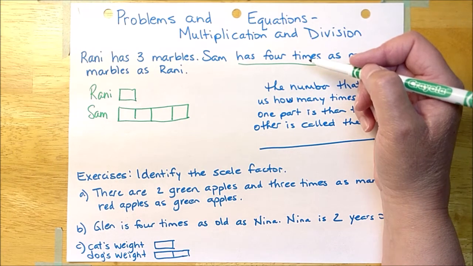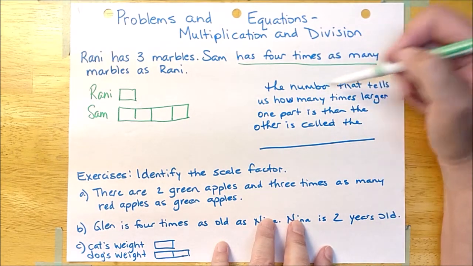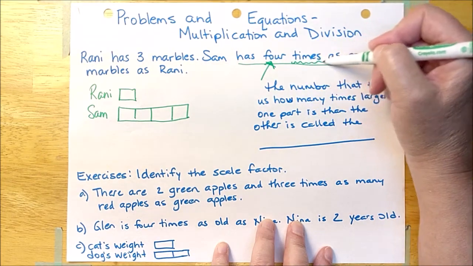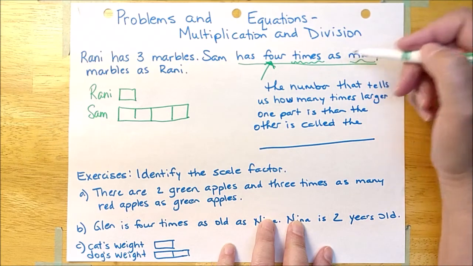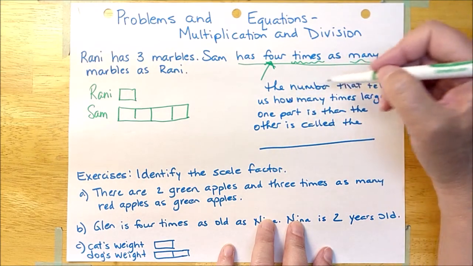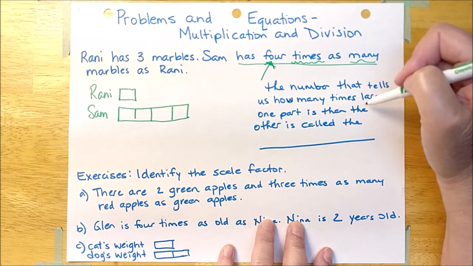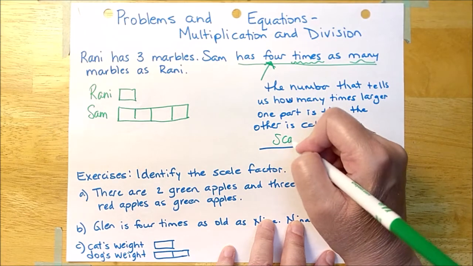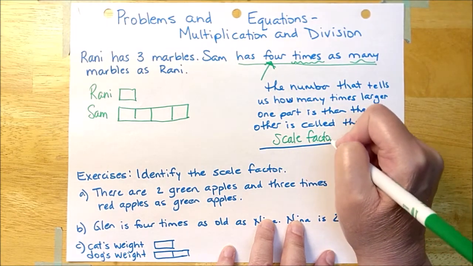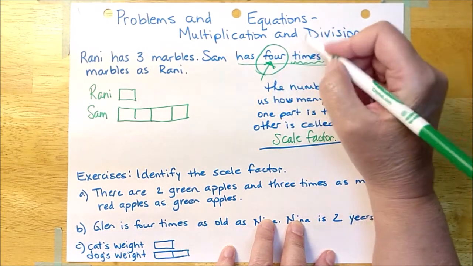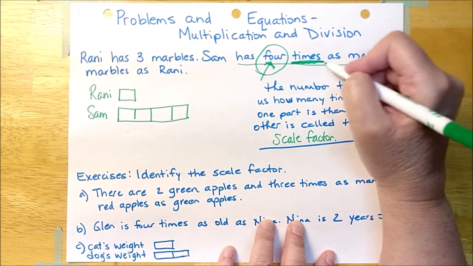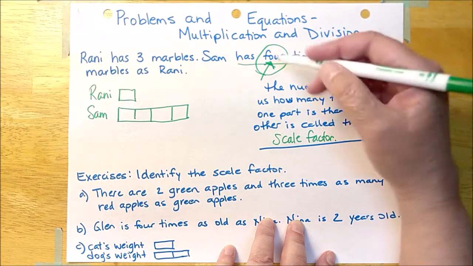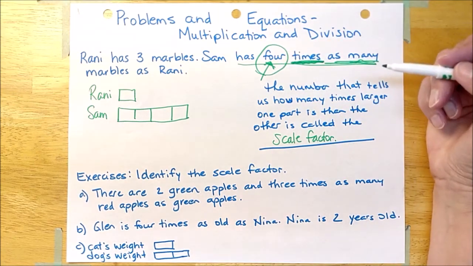So when the number that tells us how many times larger, so this number right there that's always by the word times as many or times as whatever it is going to be saying, or times larger, is larger than the other, is called the scale factor. So the scale factor is always that number that is before the word times as many, times as large, times as small. That is your scale factor, so we need to know that.